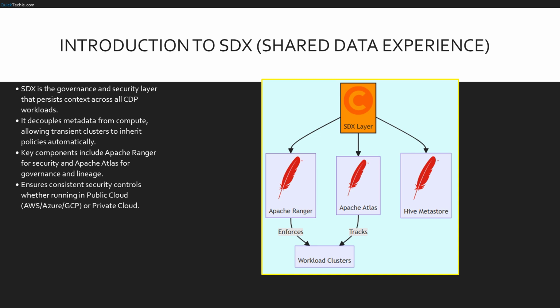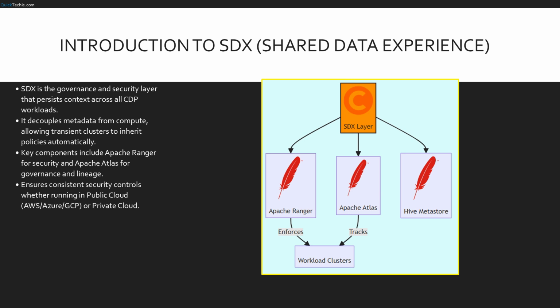SDX acts as a protective ring around your data, utilizing Apache Ranger for fine-grained access control and Apache Atlas for deep lineage and metadata management. This ensures that your governance posture remains consistent, regardless of whether you are running on AWS, Azure, or private cloud.